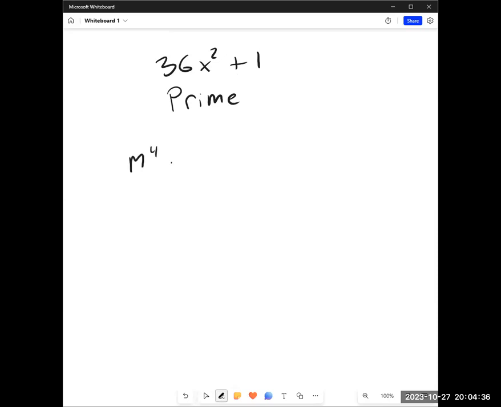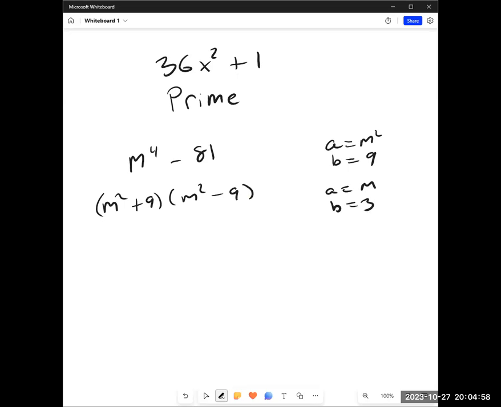m to the fourth minus 81. a is m squared and b is 9. So we get m squared plus 9 times m squared minus 9. This second factor is a difference of two squares again, where a is m and b is 3. So we have m squared plus 9 times m plus 3 times m minus 3.